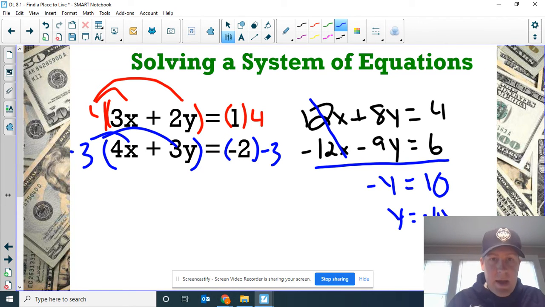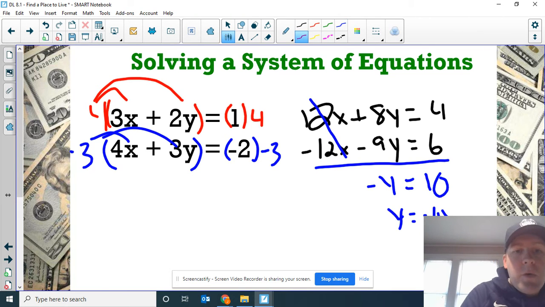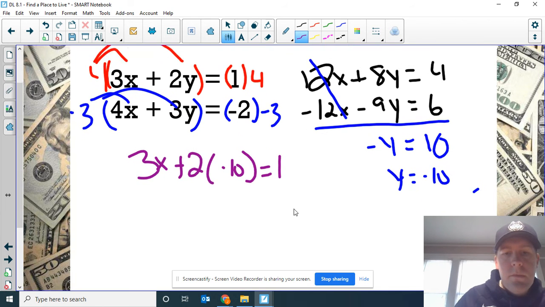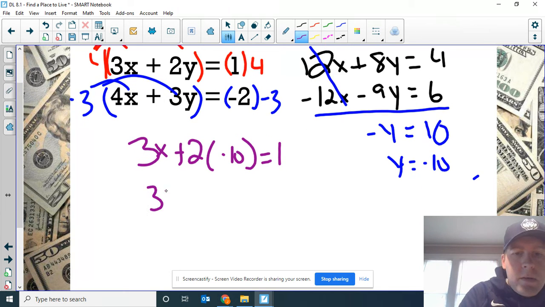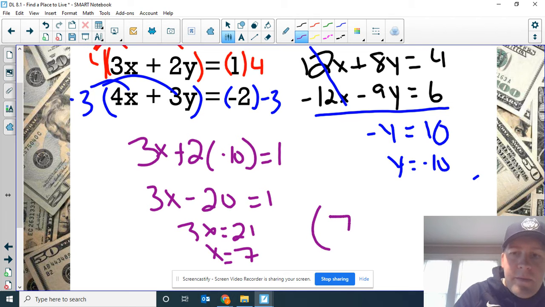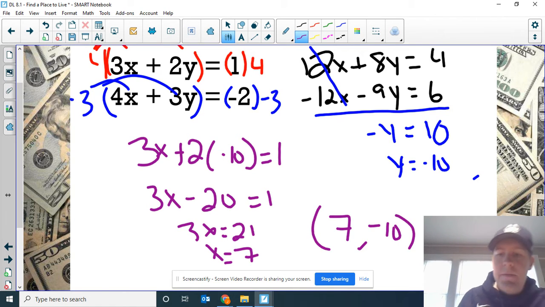Let's go ahead and plug that into either original equation. I chose the top equation here. So my top equation will be 3x plus 2y, but we just figured out y is actually -10, and that's going to equal 1. So then 3x minus 20 is going to equal 1. I'm going to add 20 to both sides. So 3x equals 21. Divide both sides by 3, and x equals 7. So that means our solution is going to be 7, comma, -10.